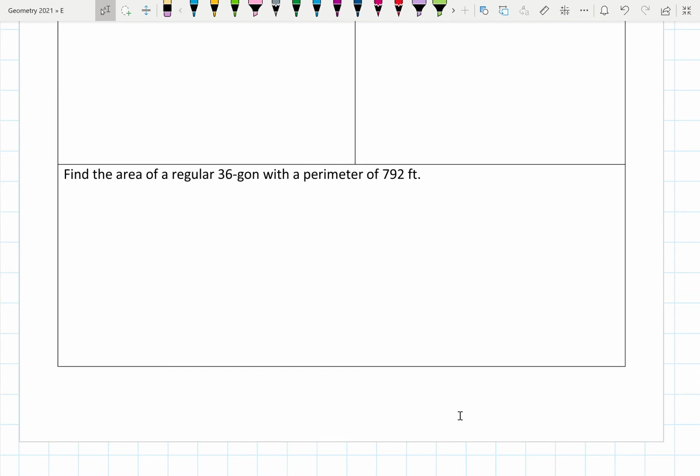You do have some different problems in Canvas that you need to do, but this one says find the area of a regular, equilateral, equiangular 36-gon, that means it has 36 sides, with a perimeter of 792 feet. I'm not even going to attempt to draw a 36-gon, but I am going to draw one of the 36 central triangles just to visualize what's happening here. So if I can find the area of one triangle, I multiply by 36, it will give me the area of the 36-gon.